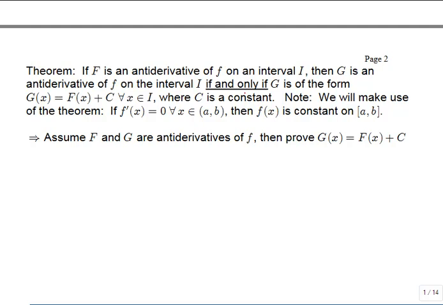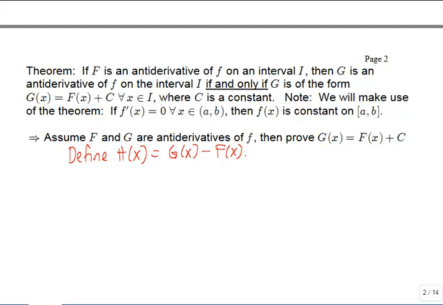So the first thing we're going to do is show that if we assume that F and G are both antiderivatives of f, then we want to prove that that implies that G and F just differ by this constant c. In other words, G is just this F plus some constant. So what we're going to do is define a new function h of x to be big G of x minus big F of x. So we're just creating a new function here.